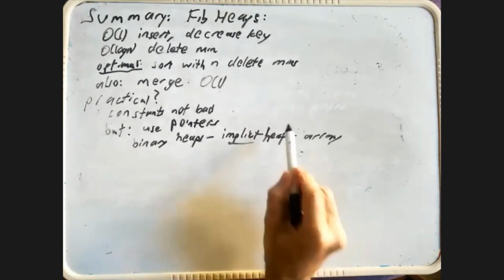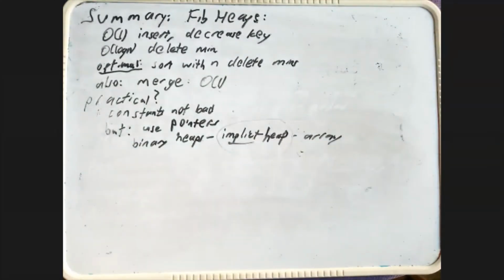Now, there has been a lot of research on implicit heaps to try and get better performance, motivated by what you can do with Fibonacci heaps. All right. That is the story of Fibonacci heaps.